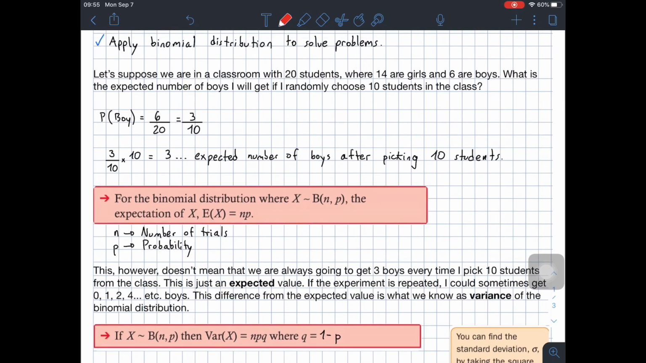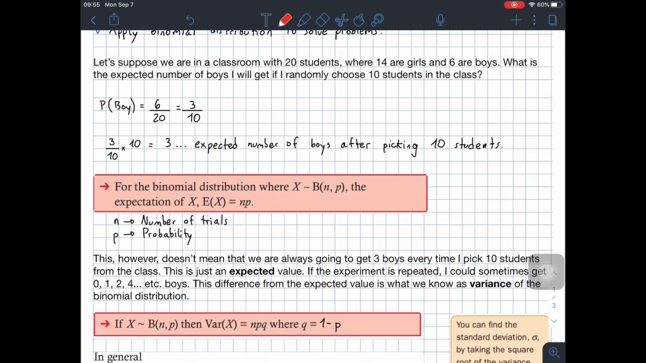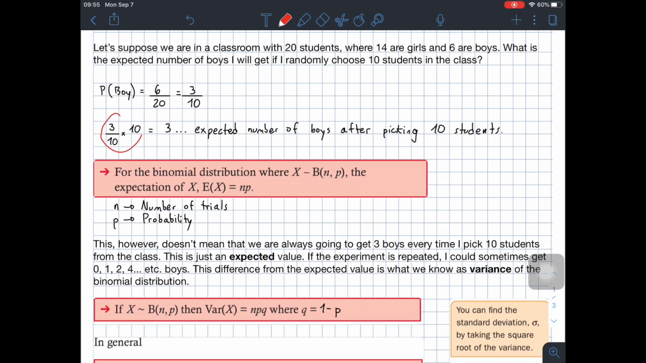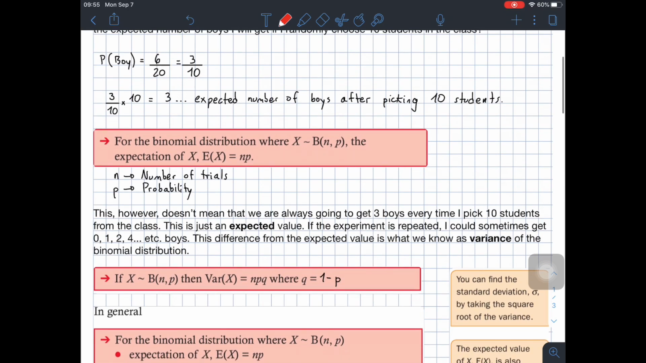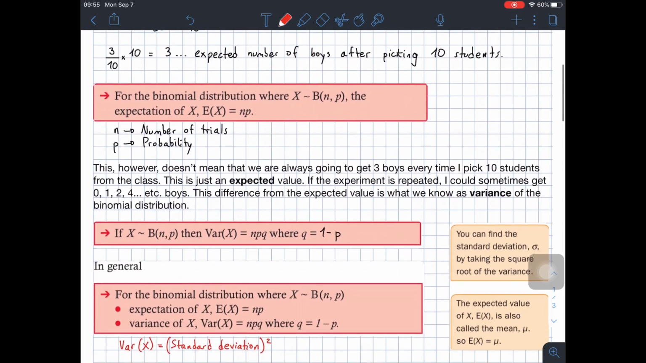So if I pick 10 students at random, how many of them would I expect to be boys? In order to calculate that, we need to multiply the number of students we're picking randomly times the probability of picking a boy, right? So that's exactly what we did here, and we get 3. So out of the 10 people I select, I expect 3 of them to be boys, right? So that's what expected value means.